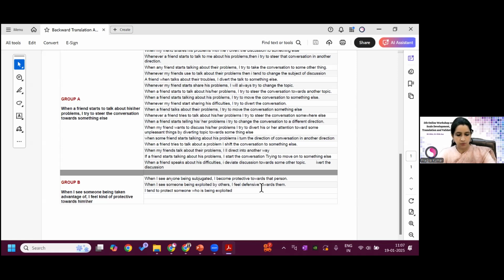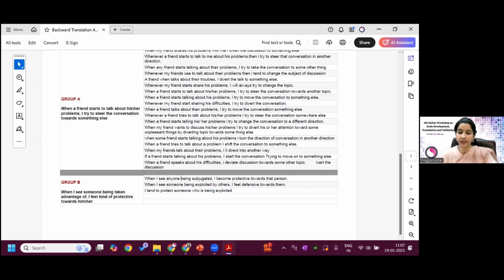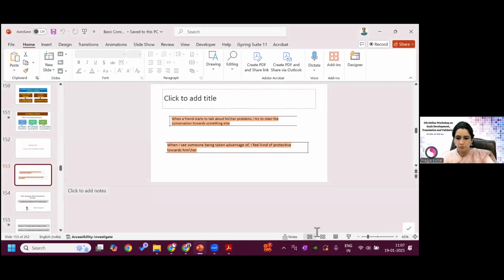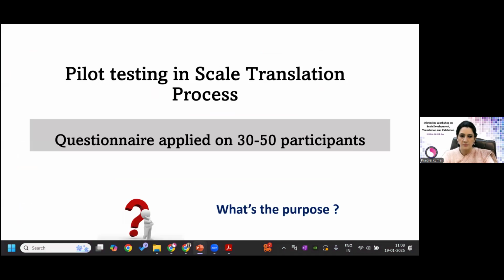Of course, if it is in some other language, the same process will be repeated, whether it is in Telugu or some other language. I think we will share this with you, and those of you who have done it in Telugu or in Bengali can see what the difference is. So this was regarding the forward and backward translation activity.